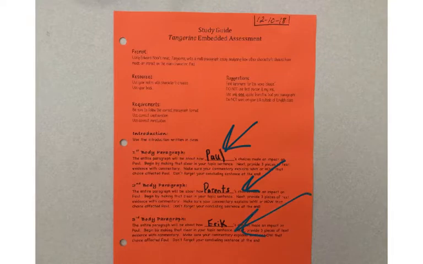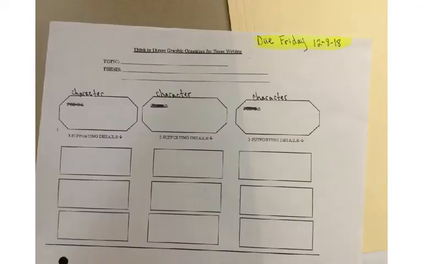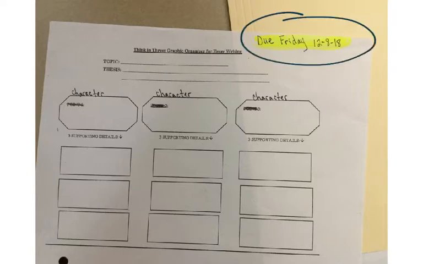Okay, next, take the graphic organizer. On the graphic organizer, I need for you to add the due date. It's due this Friday for a grade. And I want you to cross off the word point, and I want you to add the word character.